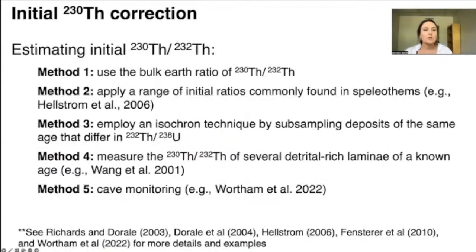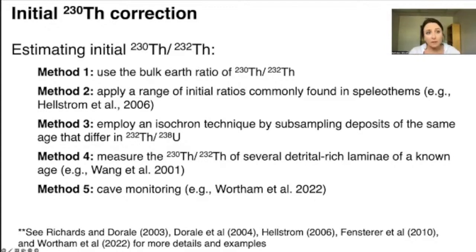It turns out that there are a number of different methods to get at that ratio. I could spend probably an entire hour talking about initial thorium-230 corrections. I'll just summarize by saying that there is no correct method here. It really depends on your sample. So I'm going to just briefly talk about each of these methods, and then it'll be up to you to do a little bit more reading and research to decide which method you will use for your particular sample.